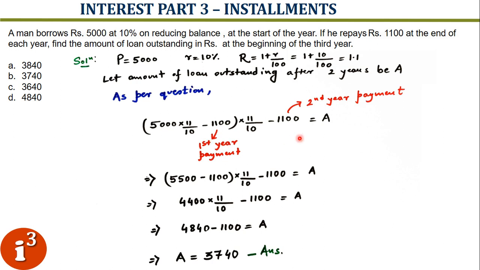Pretty simple. Everything is there in this equation. After 1 year, 11 by 10, you repaid 1100 as installment. Again 11 by 10, again you repaid an equal installment of 1100. This is the amount outstanding.